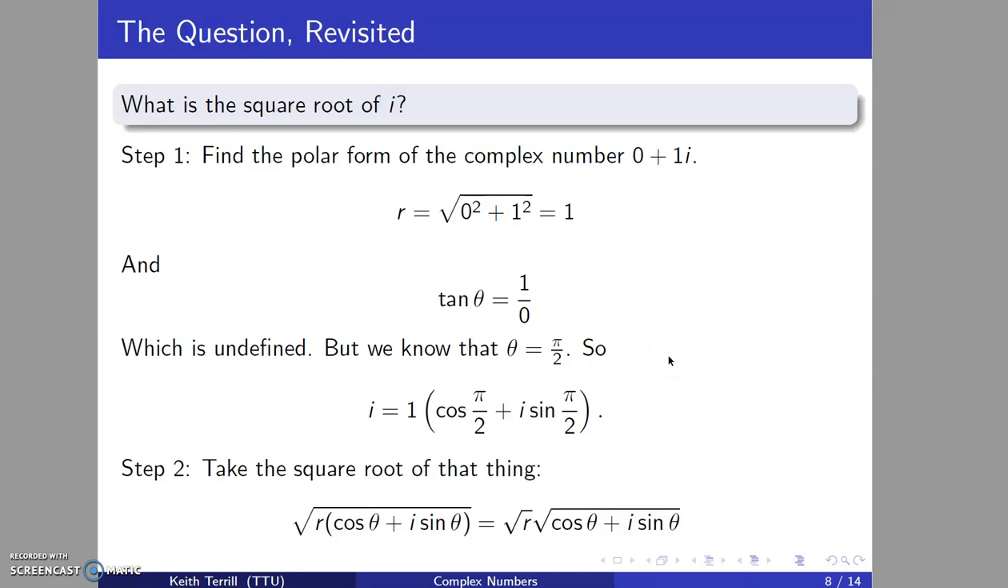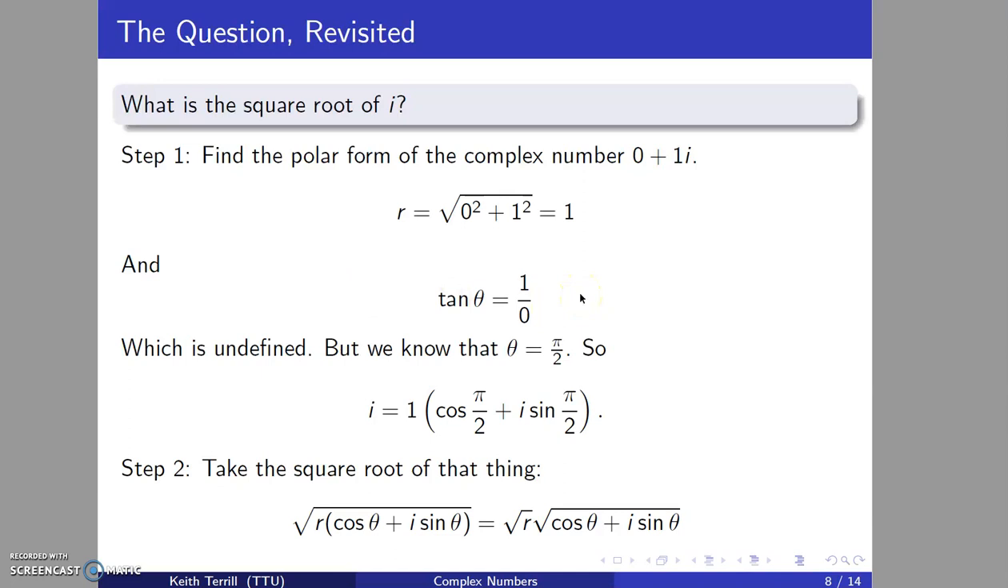Well, first thing I want to do, because I can't do that straight up, I can't just take the square root of i and get the root 2 over 2 plus root 2 over 2 i thing I had before. So what I have to do is start with a polar form and take the square root of that. So the polar form of i, the polar form of 0 plus 1i, is going to have radius 1, and tangent is 1 over 0.